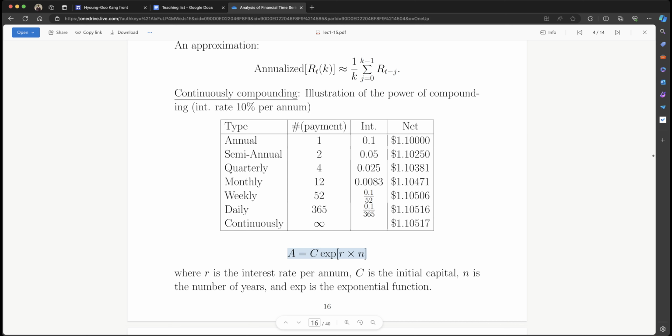So A equals C times e to the power of R. So this one exactly matches this one. So here R is 10%, and here C, the starting value, is 1, so we will have this one. So we can check it.